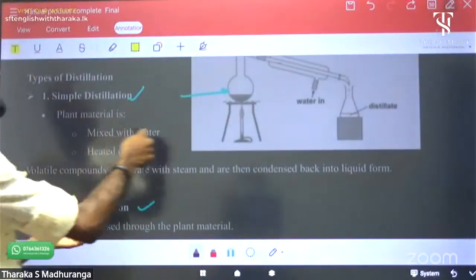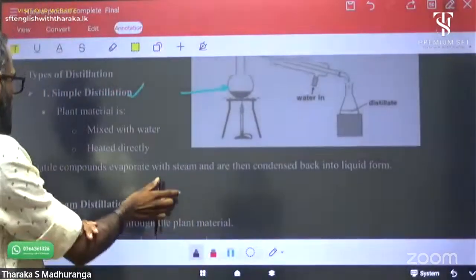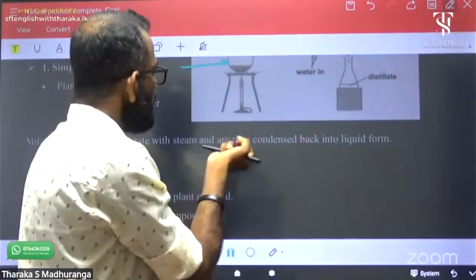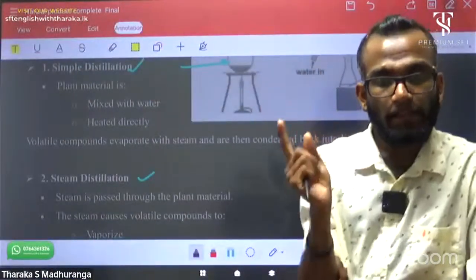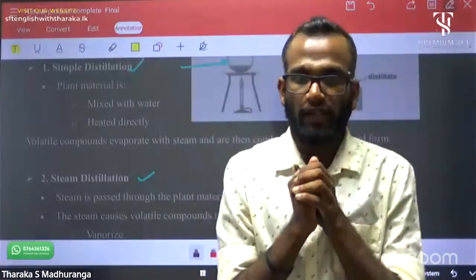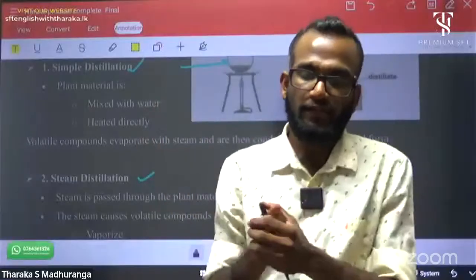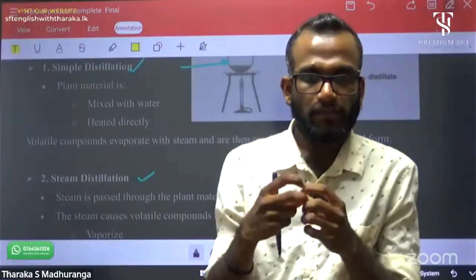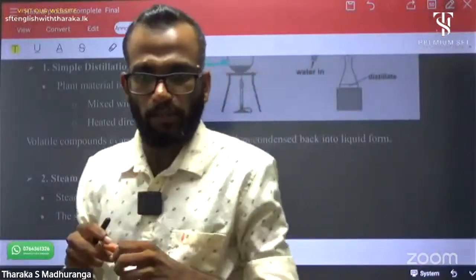See, plant material mixed with water, both in the same container, and heated directly. Volatile compounds evaporate with steam and then condense back into liquid. That's why I said we can separate essential oil as well, because they are volatile and again condense in a condenser in the cooling system, right? Therefore, volatile compounds we can also separate by the distillation method.